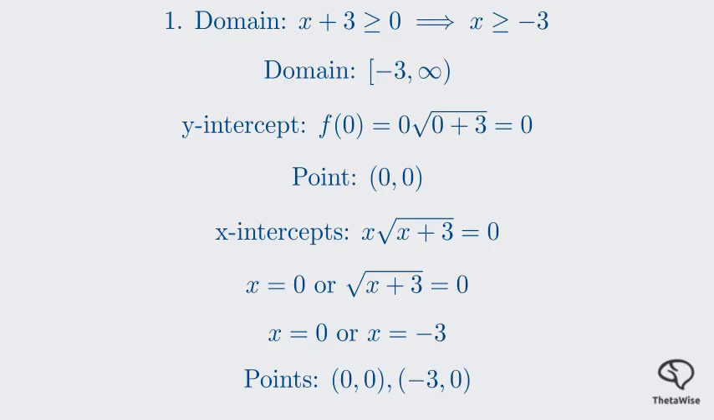We've now completed the first step for this function. We have the domain and all the intercepts. Now for the second step of our third example, finding the first derivative of f of x equals x times the square root of x plus 3.